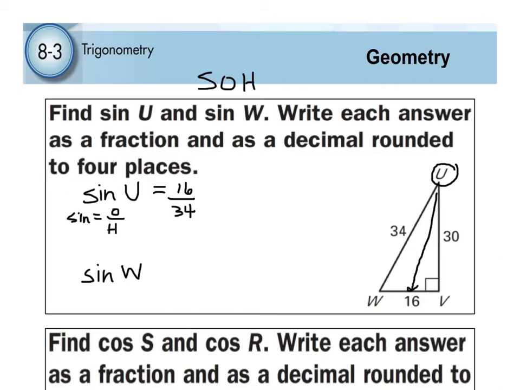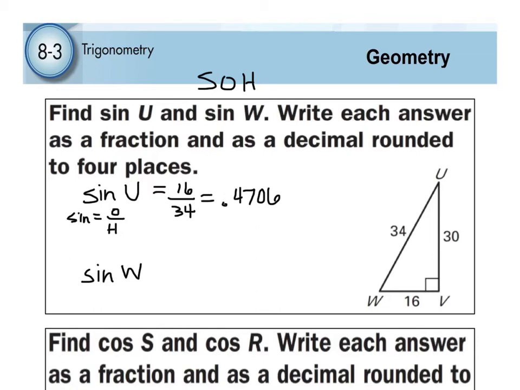Now, when you type in 16 divided by 34 into your calculator, the decimal is 0.4706, rounded to the nearest 10,000th in this case, 4 decimal places. Okay? So, that's how you find the sine of angle U. The important part is being able to identify the angle, and then what side do you need? Do you need adjacent, do you need opposite, or do you need hypotenuse?